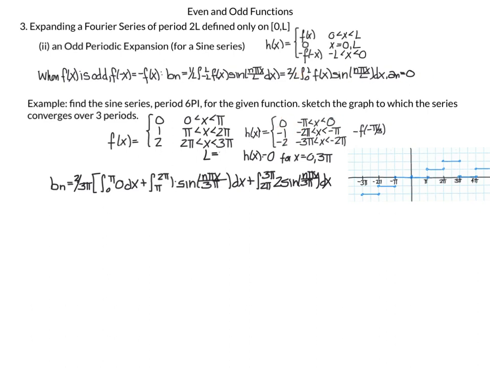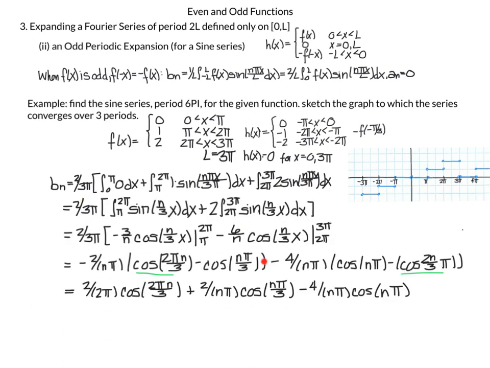I feel like I did a lot of work on that h of x, but anyway, in case someone asks you. So I can go from 0 to pi, pi to 2 pi, and then 2 pi to 3 pi. And I have my f of x, which is 0, f of x is 1, f of x is equal to 2, and then I have my sine n pi x over L, which is 3 pi. The rest is integration and evaluating. I did combine two terms here. So you can look that over, but this is my answer for my coefficients, my sine coefficients b sub n.